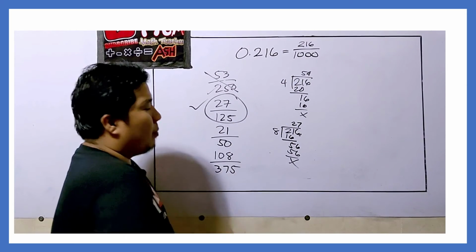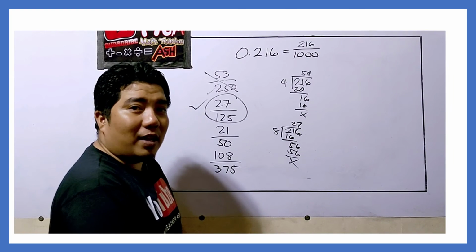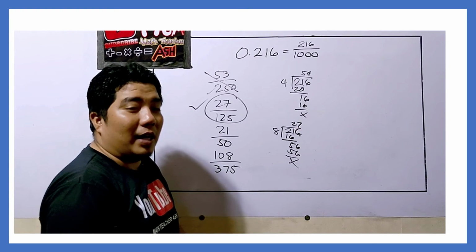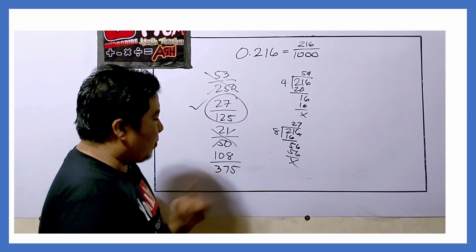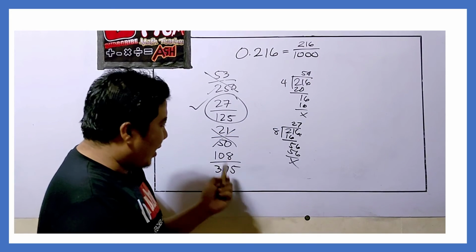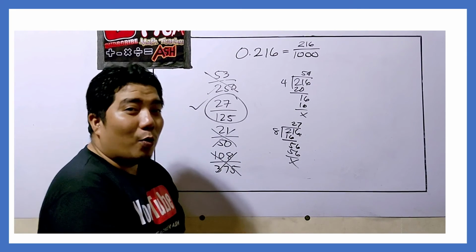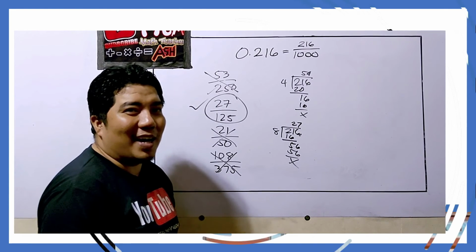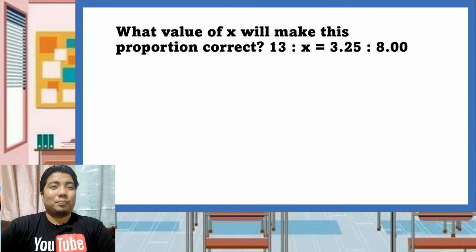What happened to 1,000? Why did it become 50? It was divided by 20. Now, can you divide 216 by 20? No, that is not possible. Except if you are considering decimals. So therefore, this is wrong. What happened to 1,000? Why did it become 375? Do you have a whole number that could divide 1,000 and the result is 375? So this is still not possible. So therefore, we have answered our problem. Alright. And the correct answer is letter B, 27 over 125. Easy, right? Now, let us go to the next problem.